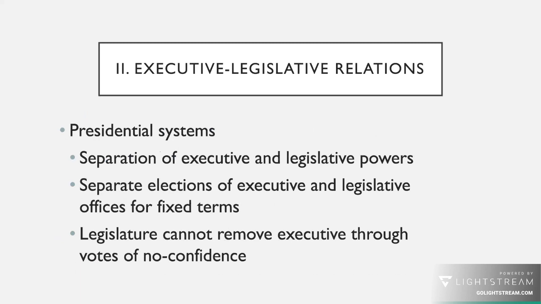Those elections don't change. Another really important aspect to a presidential system is that the legislature can't remove the executive officer through votes of no confidence. So a vote of no confidence is basically a legislature voting that they have no confidence in the executive officer, which would typically trigger new elections. And so the executive would lose his or her office, or at least would not be guaranteed to remain in office. But in a presidential system, part of that strong separation of executive and legislative powers is that in general, the legislature has fairly limited powers to remove the executive from office.